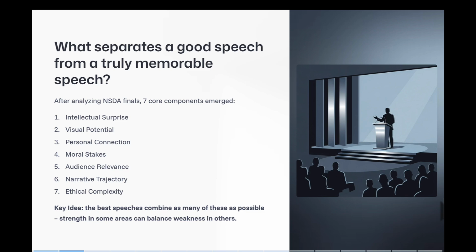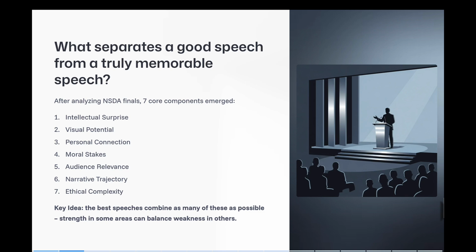So some will have much stronger visual potential, others will have weaker visual potential. Some will have a really high moral stake, some might have a stronger personal connection. And so not every speech really has all of these in a very, very strong way. But I think the thing that we have seen is the best speeches combine as many of these as possible, and that strength in some areas can balance weaknesses in others. And that especially the best championship speakers really end up utilizing almost all of these.